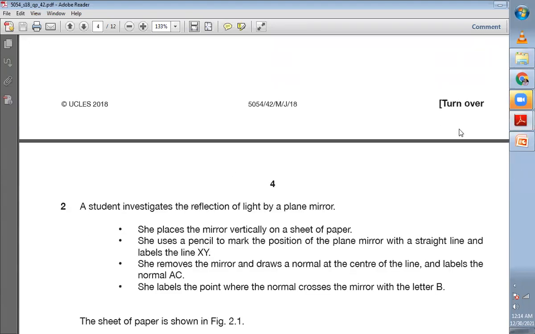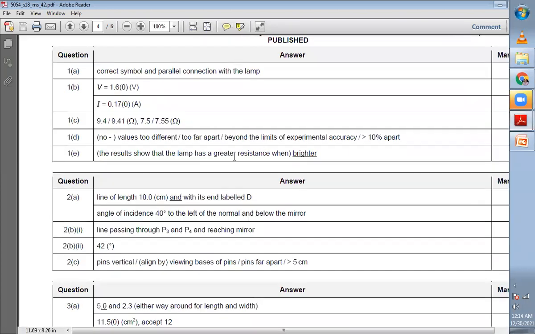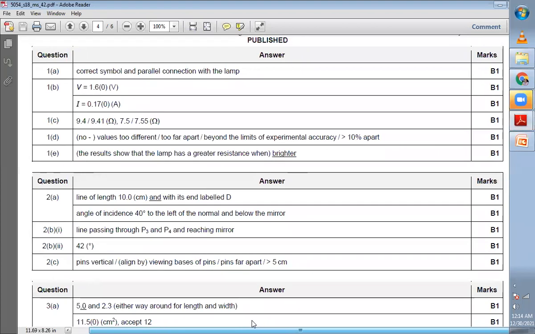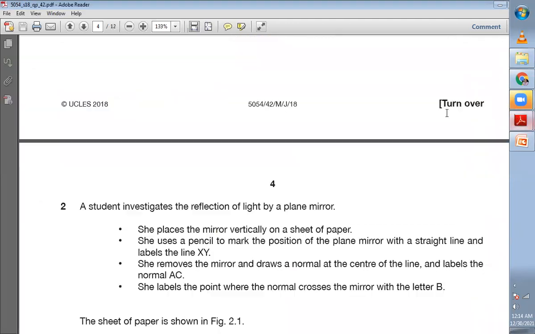So let's have a check. Question number 2 then starts. Let's have a look at the marking scheme first of all. The marking scheme is showing up on your screen. The correct symbol and parallel connection with the lamp; the V is 1.6 volts, the I is 0.170 ampere, 9.4 ohm or 7.5 ohm. The values are too different, too far apart, beyond the limit of experimental accuracy. The difference is more than 10%. So the result shows that the lamp has a greater resistance when brighter, yes. So that is question number 1. Hopefully you understand how this question has been solved.